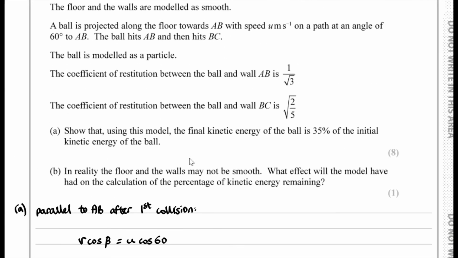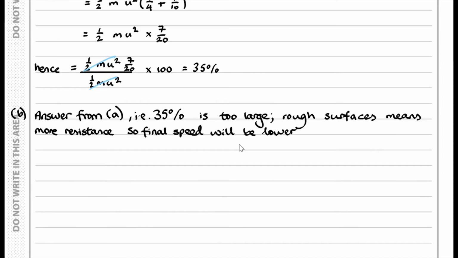And now for part B, in reality the flow on the walls may not be smooth. What effect will the model have had on the calculation of the percentage of kinetic energy remaining? We have the following reason. So this answer from part A, the 35%, that's too large if we have rough surfaces, and that's because rough surfaces means we have more resistance, and that's due to friction, and therefore the final speed will be lower because we've got more resistance.